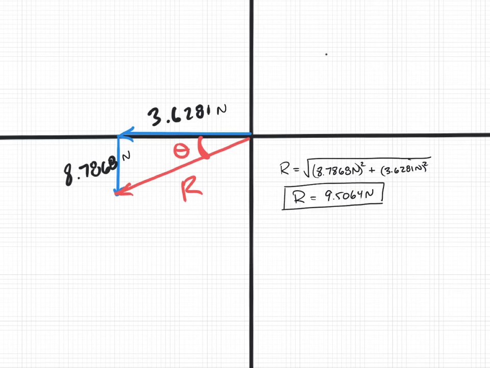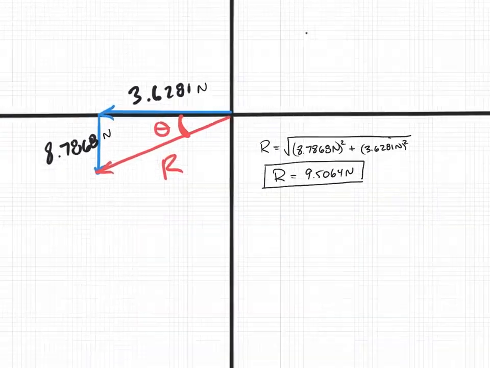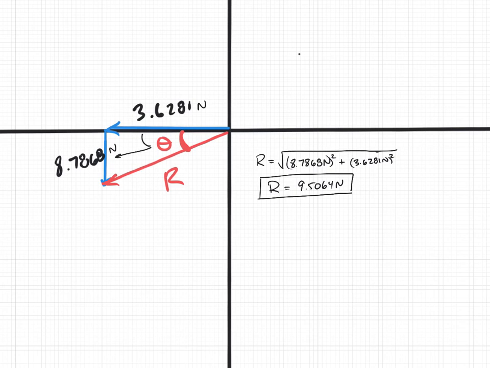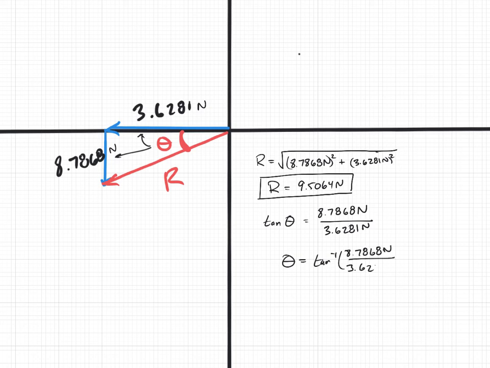And then we have to get the angle here, okay? And so to get that angle, we always need to remember SOHCAHTOA. So in this case, TOA, that means opposite and adjacent. Okay, so we'll say tangent of theta equals the opposite, 8.7868 newtons, over the adjacent, which is 3.6281 newtons. Okay, so theta equals the inverse tangent of that quantity, 8.7868 newtons, divided by 3.6281 newtons.